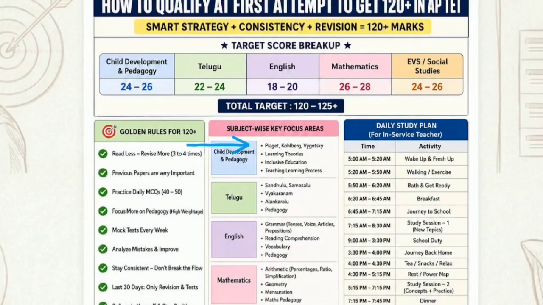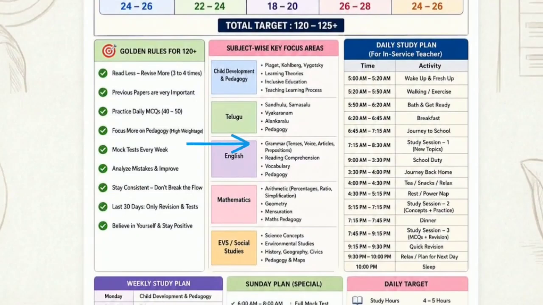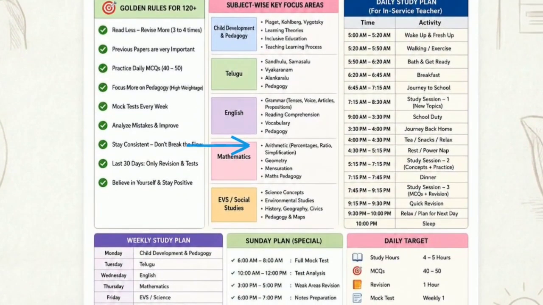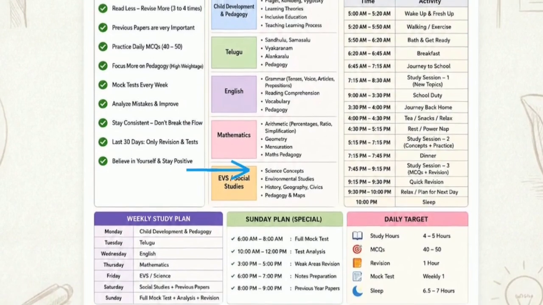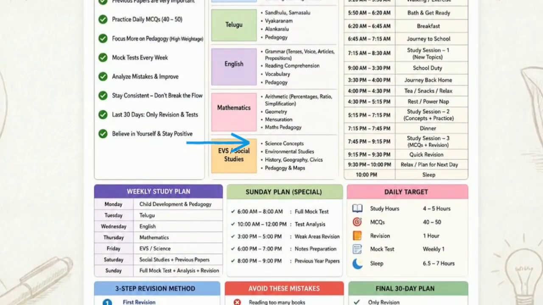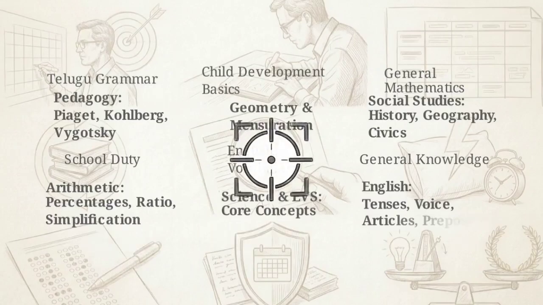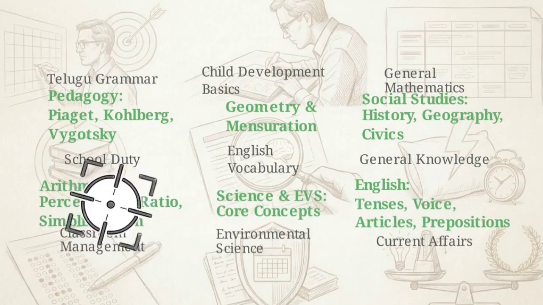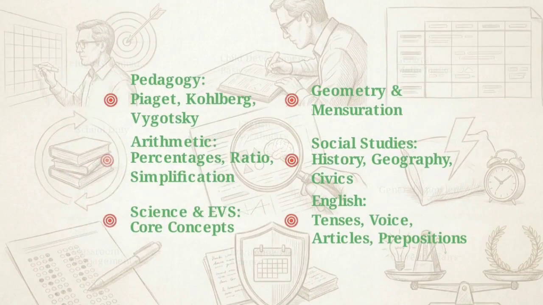In child development, you lock in the theories of Piaget, Kohlberg, and Vygotsky. For English, your primary targets are grammar concepts like tenses, voice, articles, and reading comprehension. Moving down to mathematics, you prioritize arithmetic, geometry, and mensuration. For EVS and social studies, your time goes straight to core science concepts, history, and geography. By concentrating your fire strictly on these specific, high-weightage topics, you bypass the trap of reading endless, low-value material.